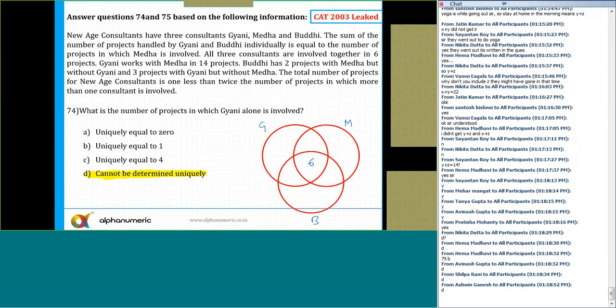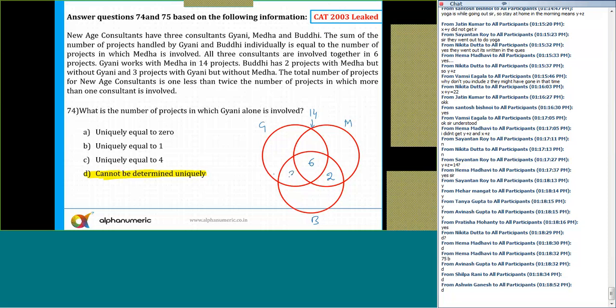Gyani works with Medha in 14 projects. So this is Gyani and Medha, this is 14 here. Buddhi has 2 projects with Medha, but without Gyani. So this is 2. And 3 projects with Gyani, but without Medha.